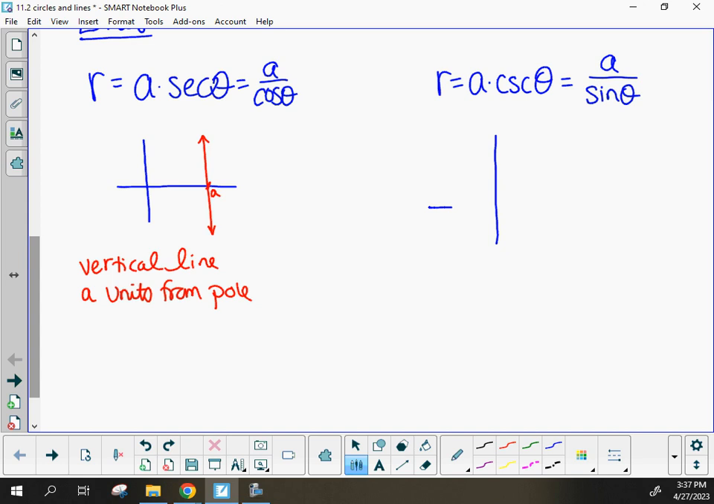Here's my axes. Now I want a horizontal line, A units away here. This is what r equals A times cosecant of theta would look like. So again, horizontal line, A units from the pole.